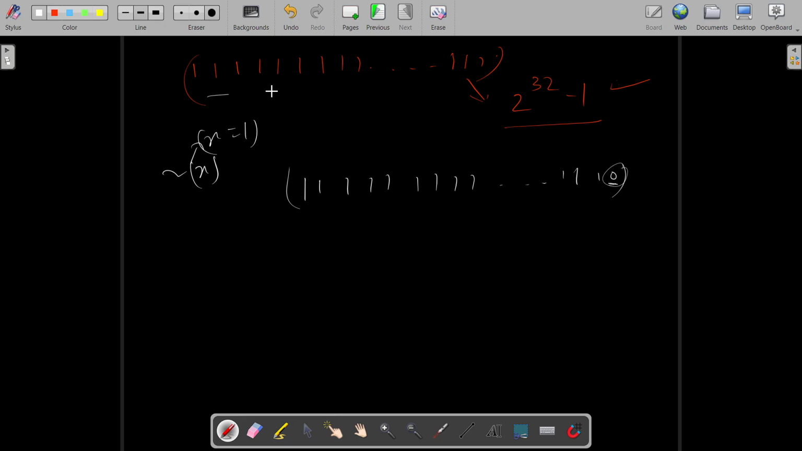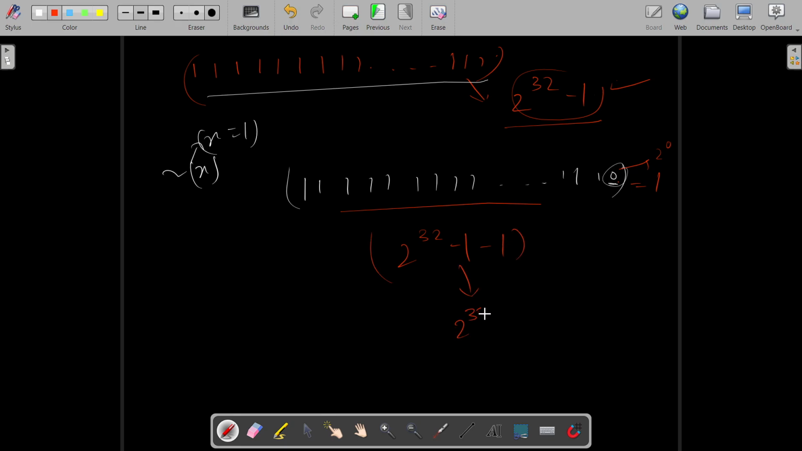So if all 32 bits are set, this represents the number 2 raised to power 32 minus 1, and since the first bit has the value 2 raised to power 0, which is 1 only, we will reduce 1 from this and we'll get the value that this binary representation represents. So this becomes 2 raised to power 32 minus 1 minus 1, which is 2 raised to power 32 minus 2.